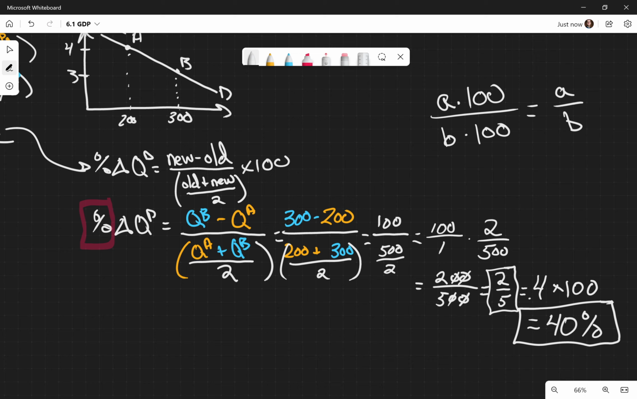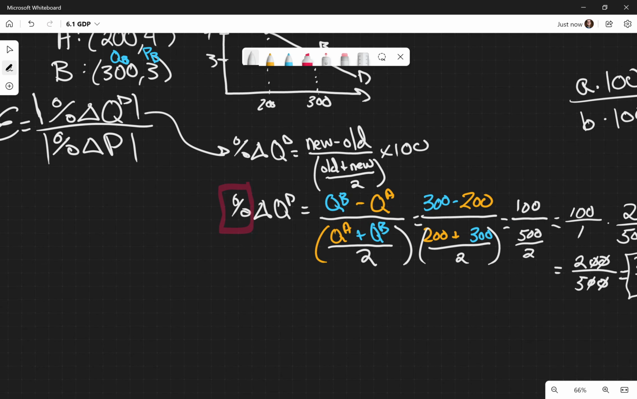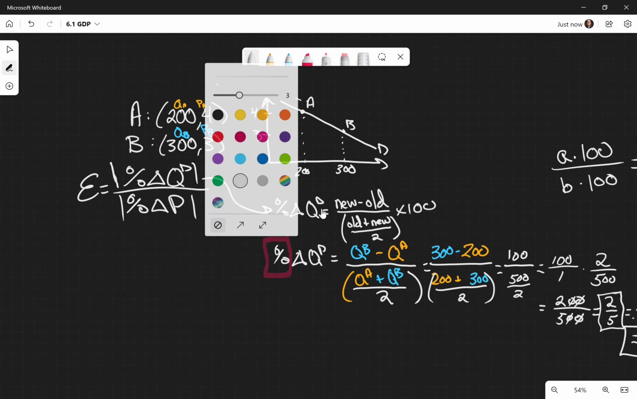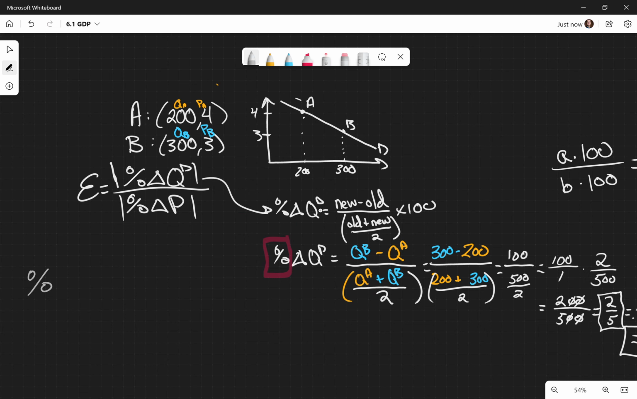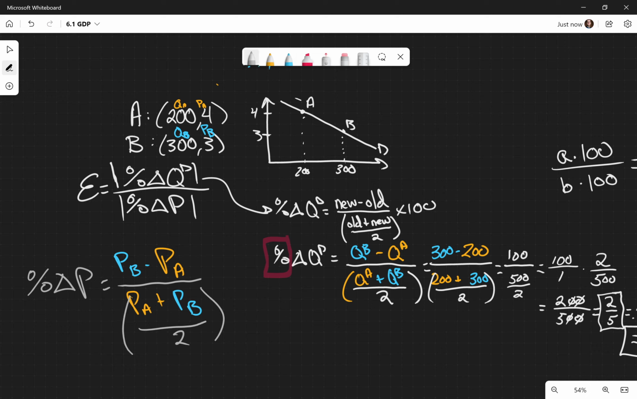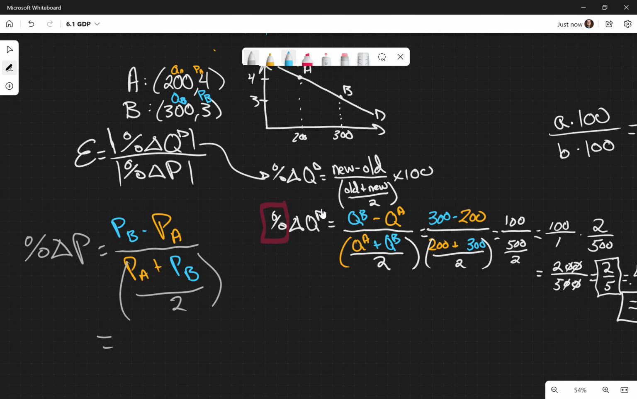Any questions on that? All right, let's go ahead and do percentage change of price. So this is going to be a similar kind of thing where we're going to have the price of B minus the price of A divided by the price of A plus the price of B divided by 2. And so since I wrote so big, we'll go down here.